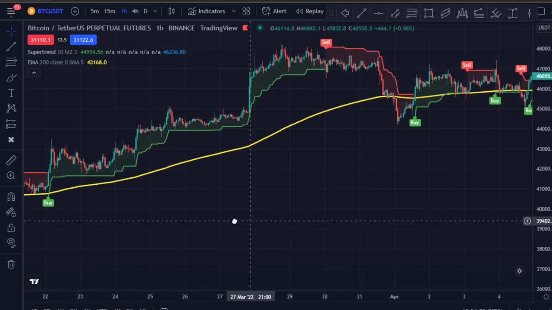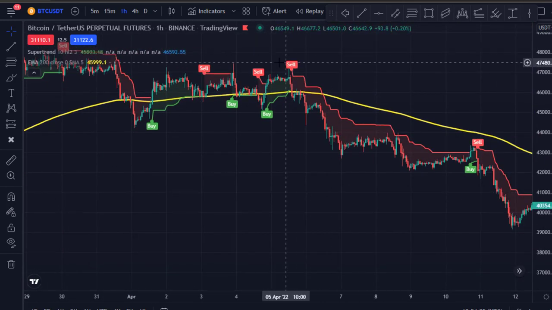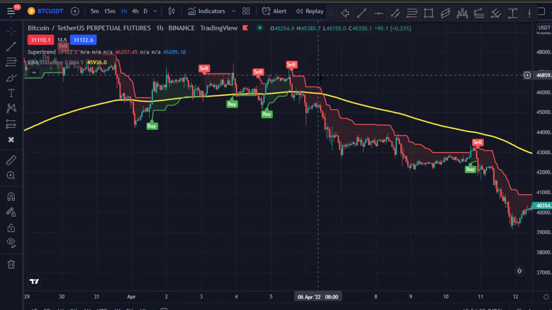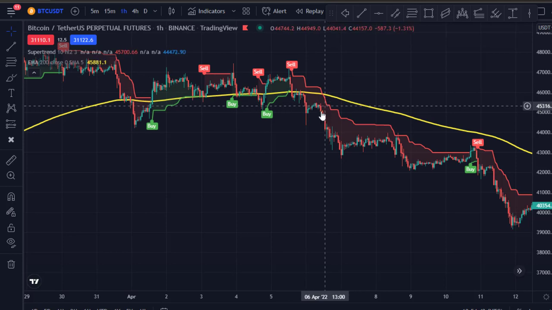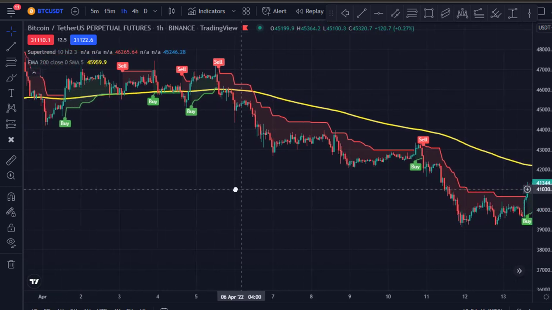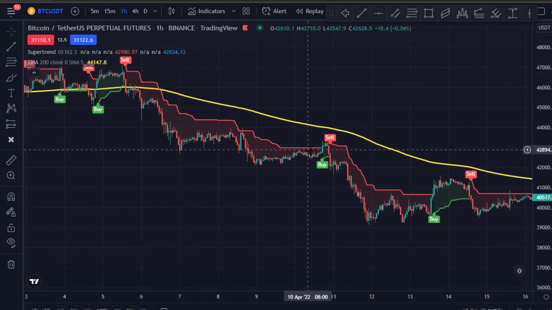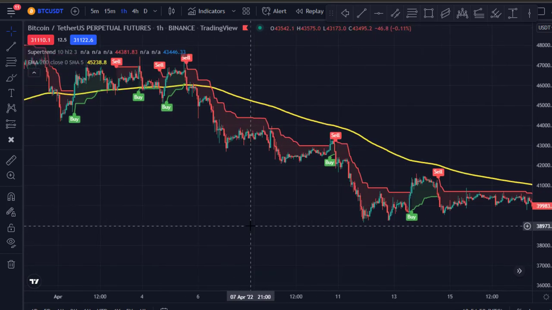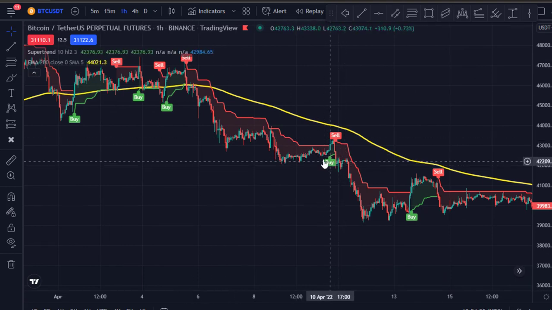Let's move on to another chart. You can see that the Supertrend indicates a sell signal, but the price is still above the 200 EMA, so we don't want to take positions yet. Now once the price is below the 200 EMA line, while the Supertrend is colored red, that is where you want to take a sell position. Next, you can see that the Supertrend turns green, so this is where you want to close your position.